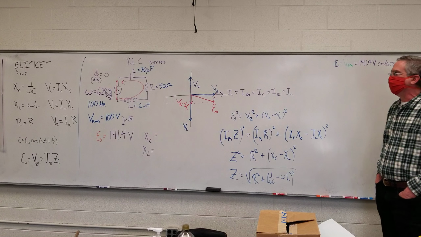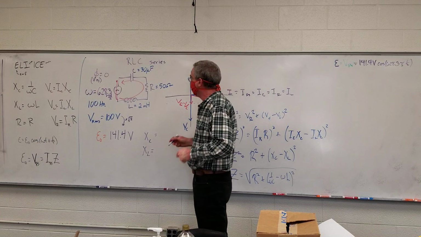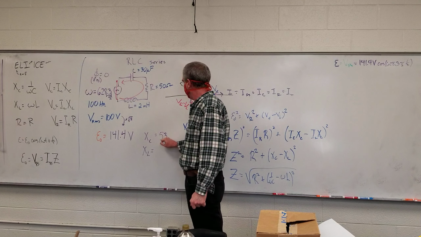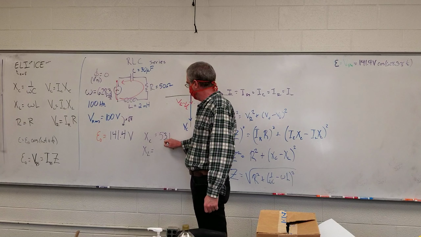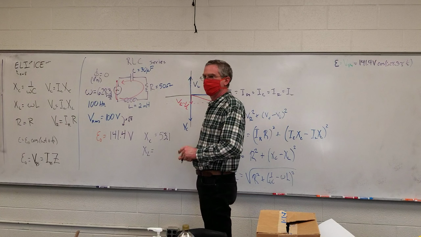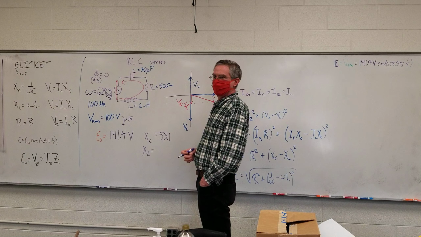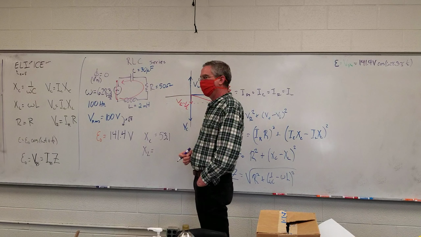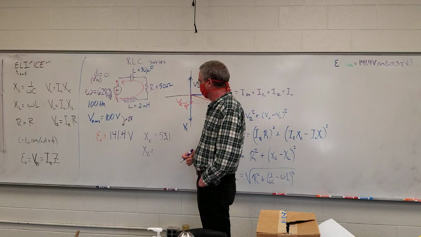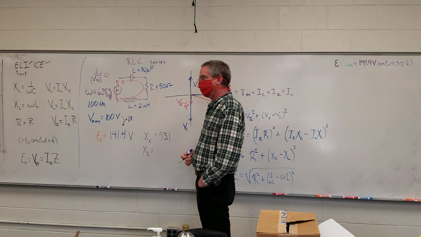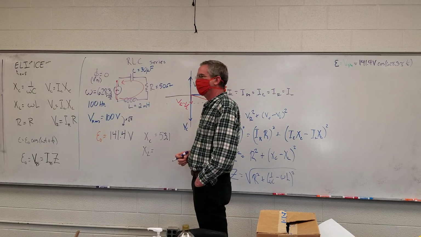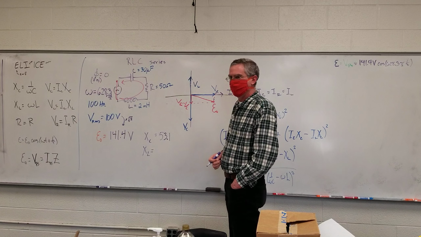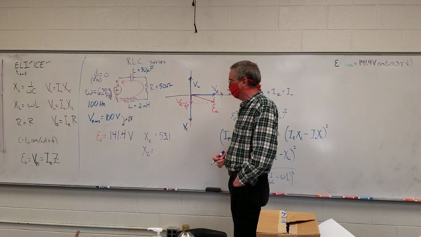For X sub C, I got 53.1. Units? Let me drop this for a second. I have been off by a factor of 6 decimal places. What did I do wrong? Like I got 0.000053. Did you not do microfarads? Oh yeah, no, I didn't convert that to farads. Let me think for a second.